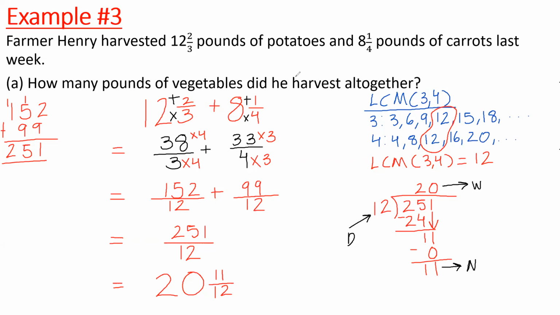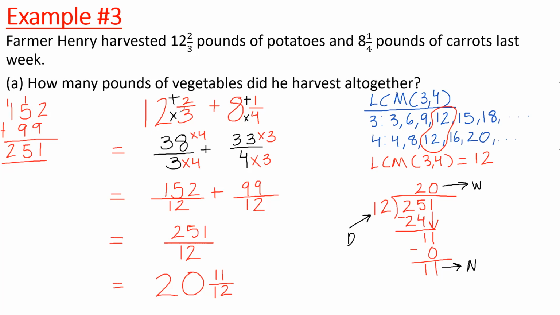We cannot simplify anymore. Aliana, do you understand how we got our answer? Yes, sir. Explain how we got 20 and 11 over 12. By 12 and 2 over 3, we multiplied 3 times 12 plus 2, which is 38. And we put that over 3.